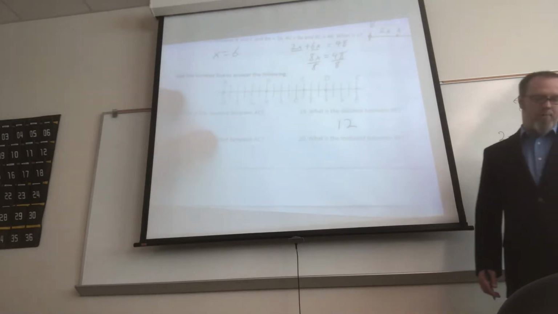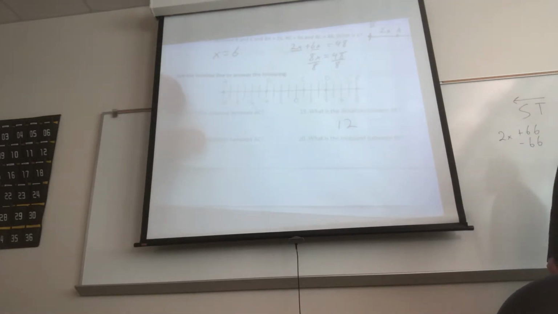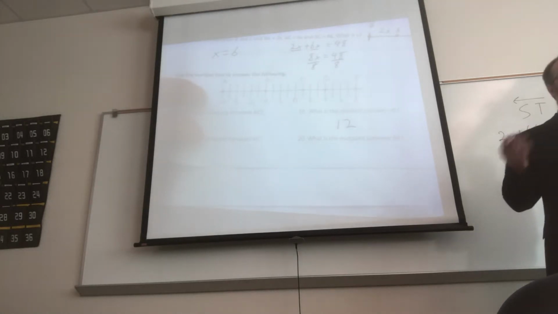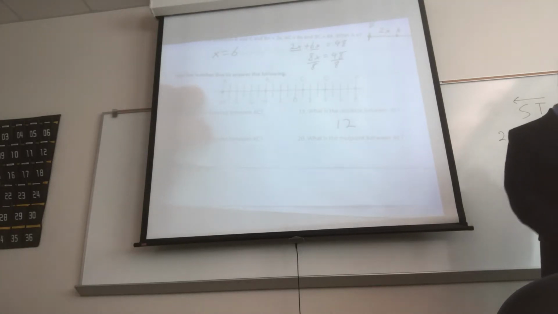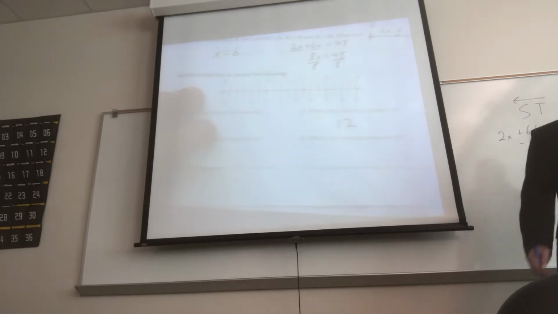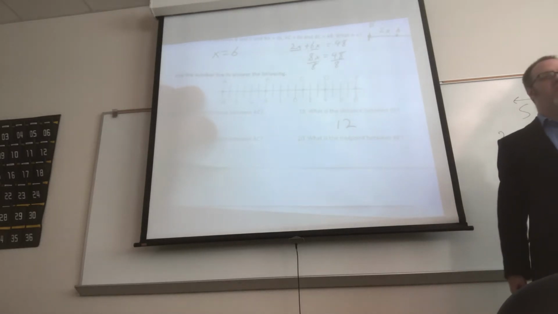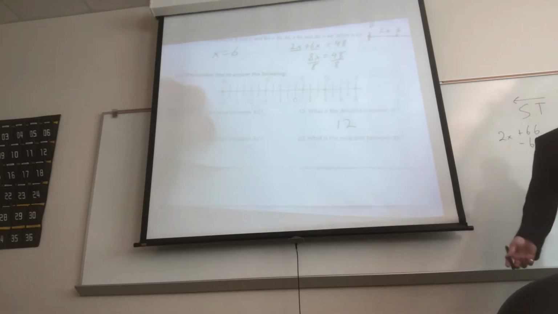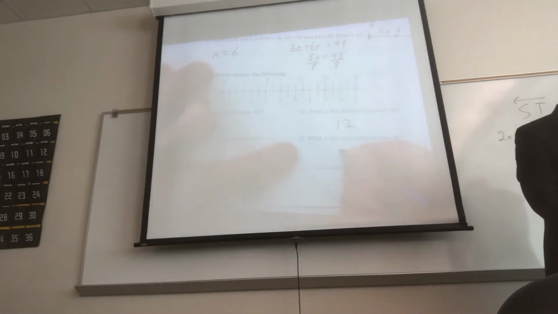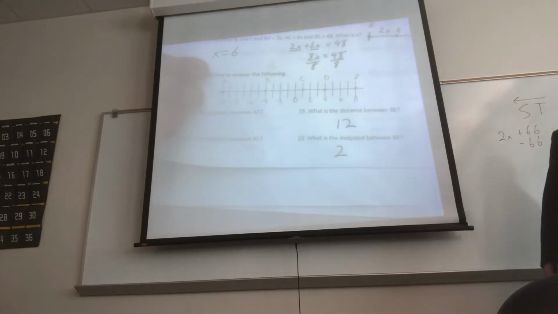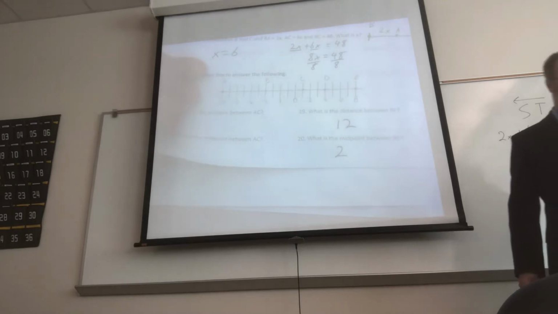What is the midpoint between B and E? For the midpoint, I'm going to add them together and then divide by 2. 8 plus a -4 is the same thing as 8 minus 4, that's 4. I divide it by 2, that's 2. All right? When it's midpoint, add them together, divide by 2.